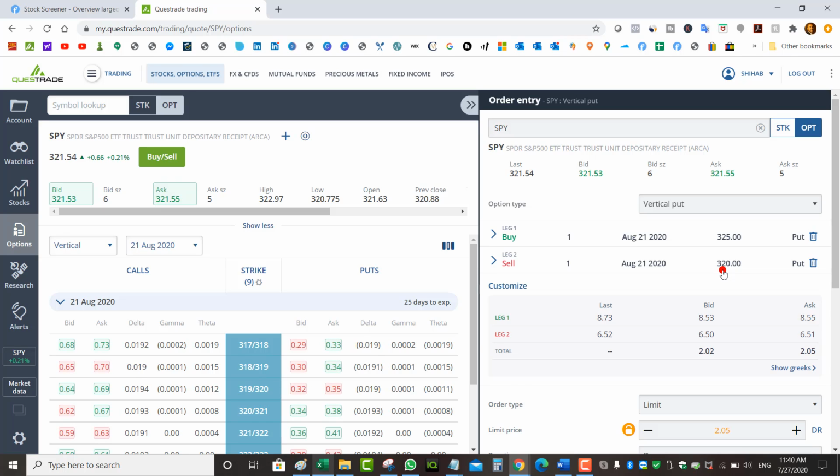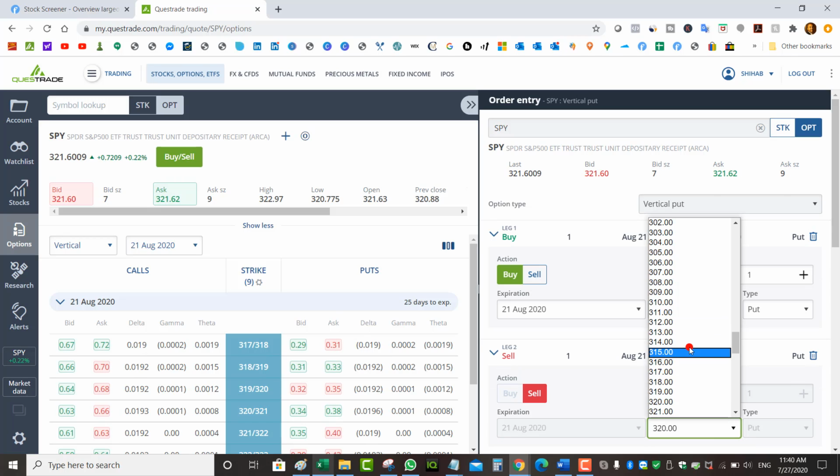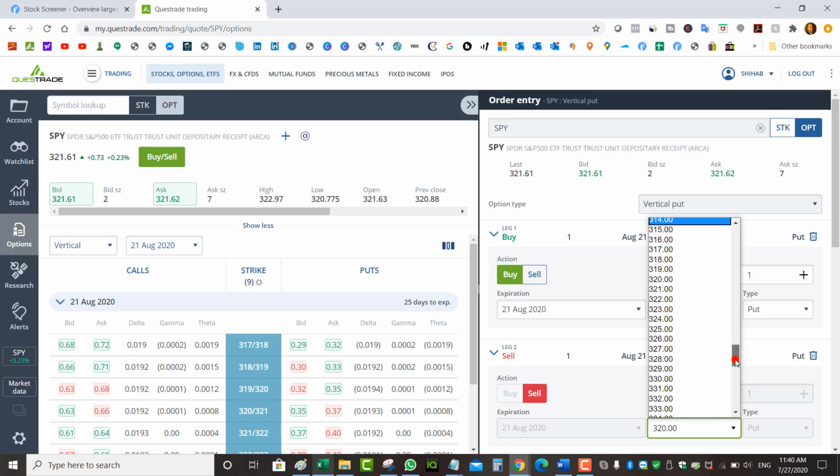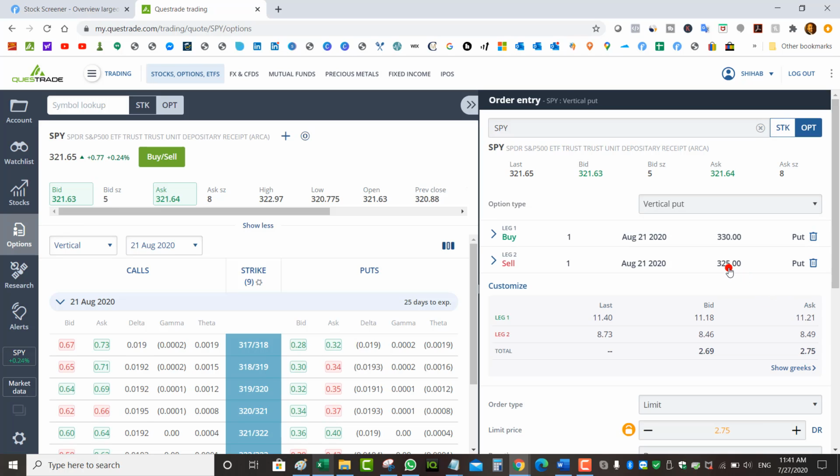So let's say we pick the 330 and then the 325 strike. So they're both out of the money. So you can see I have a better chance of winning. As long as SPY is trading below 325, I win. SPY is at 321 right now, so I'm giving myself a better chance of winning. And that's why I'm going to be making less profit. So I'm paying more to get into the trade, and my max profit is a bit less, about $2.30.